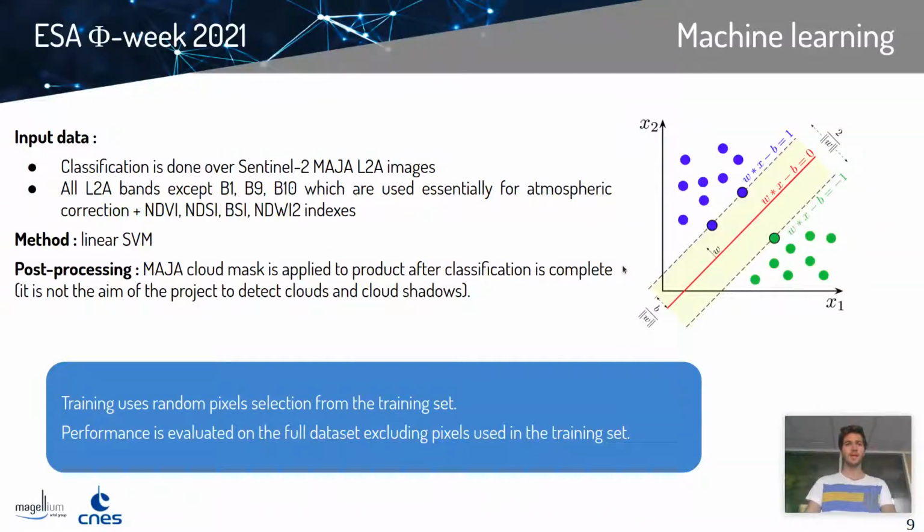Thank you, Rémi. The machine learning approach used here is the linear SVM fed with all the bands of the L2A Sentinel-2 products of our database, plus some water and ice detection indexes like NDVI. And as post-processing, the MAJA cloud mask is applied to our product. As usual, our database is split into training and test set, and performances are evaluated on the test set.